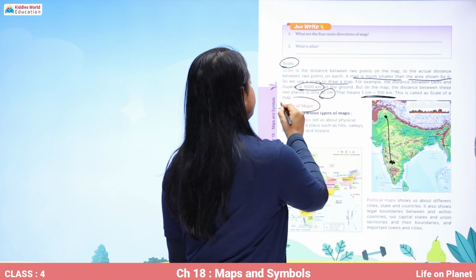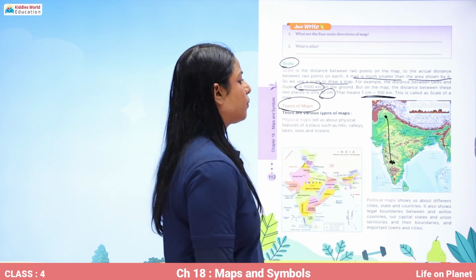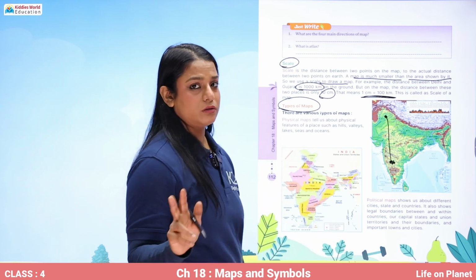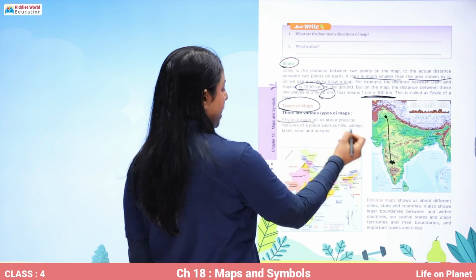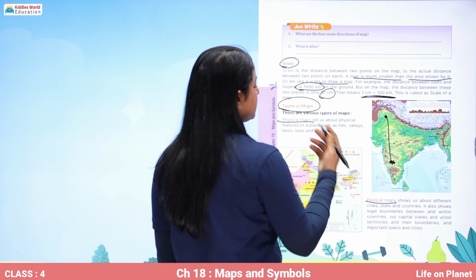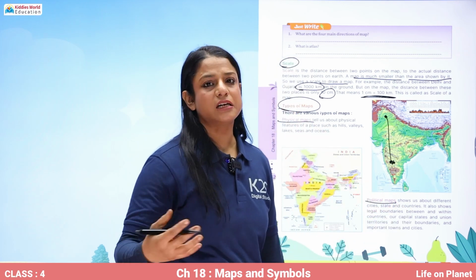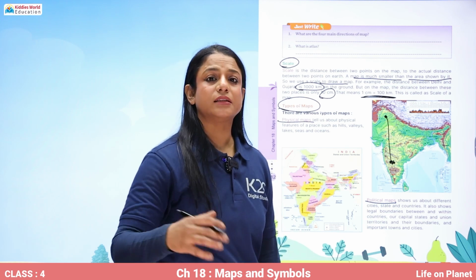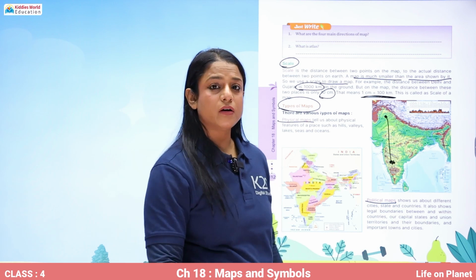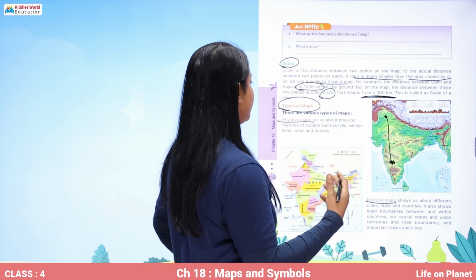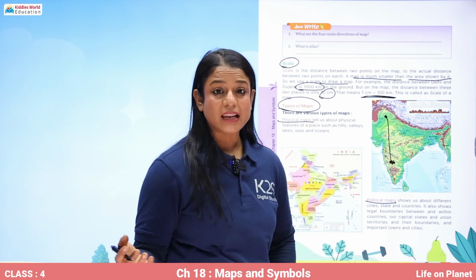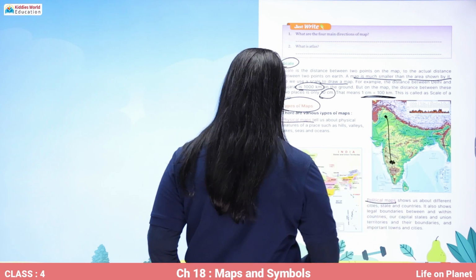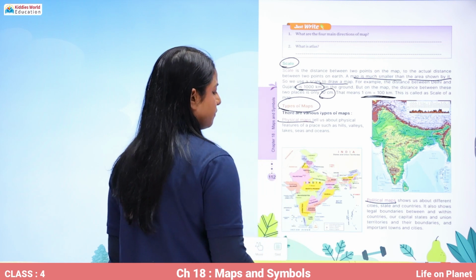Now, what are the types of maps that are available? There are various types of maps. The most common two are the physical map and the political map. A physical map tells us about the physical features of the earth, the geographical features like mountains, rivers, plateau, lakes, sea, hills, valley. All these things are shown on a physical map. So we can see over here that's a physical map.